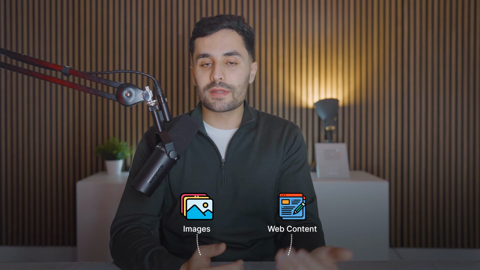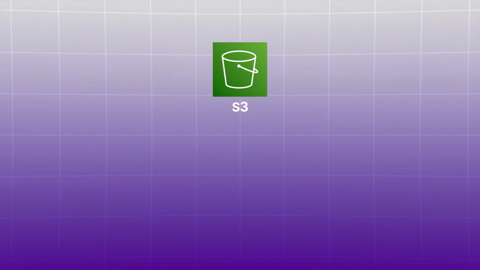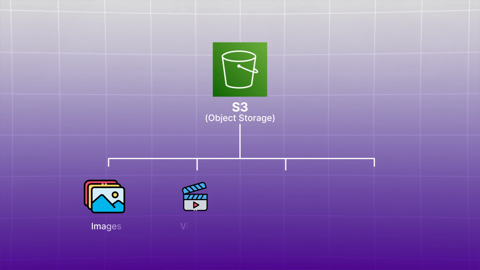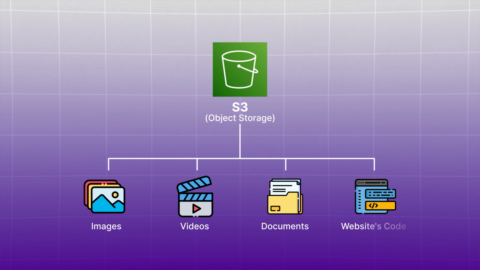Remember how we talked about storing files like images and website content in S3? S3 is what we call object storage. It's perfect for storing files like images, videos, documents, and even your website's code. Think of S3 as a massive, infinitely scalable filing system. Each file in S3 is stored as a complete object and can be accessed directly through a URL. This makes it ideal for storing things that don't need to be modified frequently and are accessed as complete units. You either get the whole file or you get nothing.